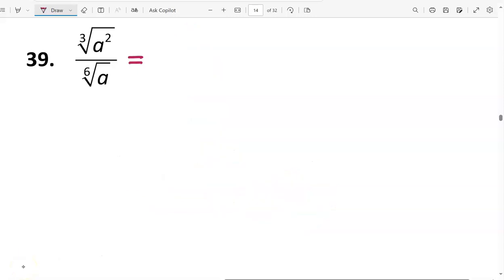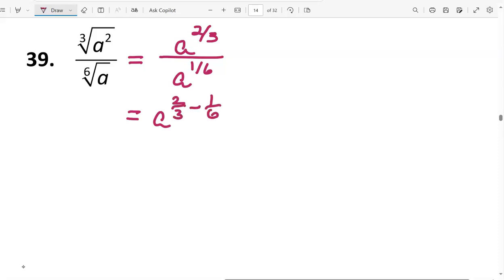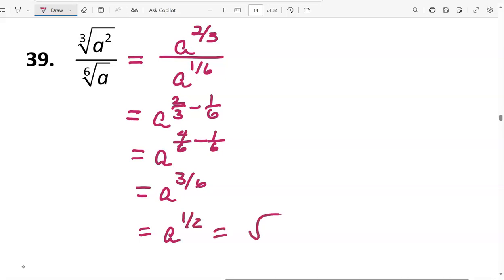In 39, the numerator, cube root of a squared, can be rewritten as a raised to the 2/3 power. Downstairs, the 6th root of a can be written as a to the 1/6 power. When we divide like bases, we subtract those exponents, 2/3 minus 1/6. So that would be 4/6 minus 1/6, which is 3/6. So now we have a to the 3/6. Let's reduce that fraction. That's a to the 1/2. And in radical form, that's the square root of a.